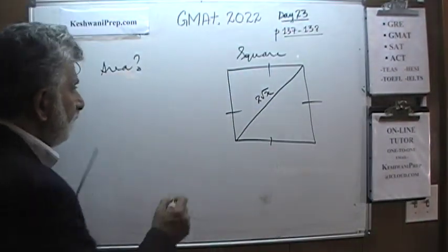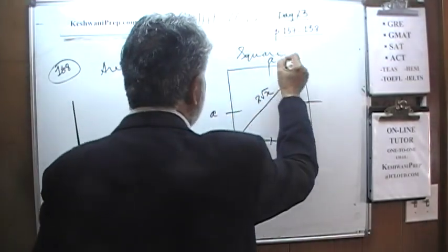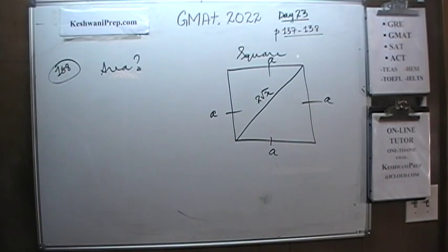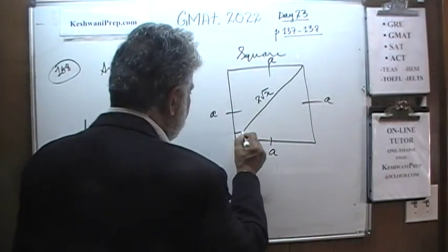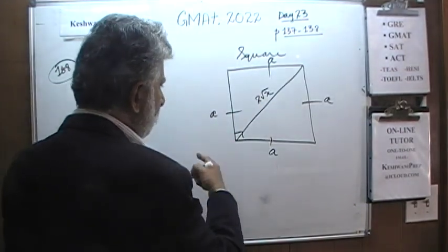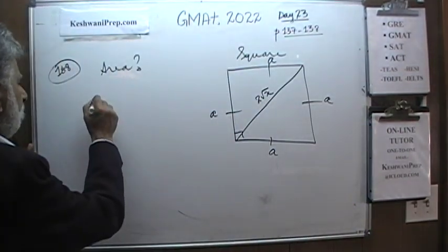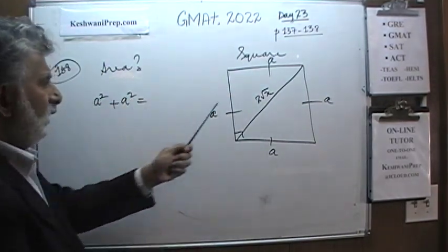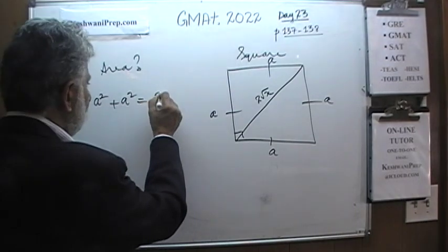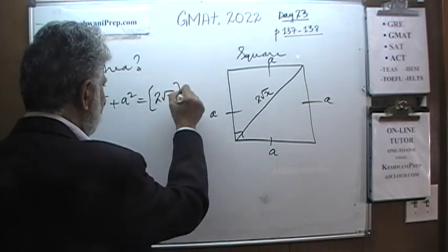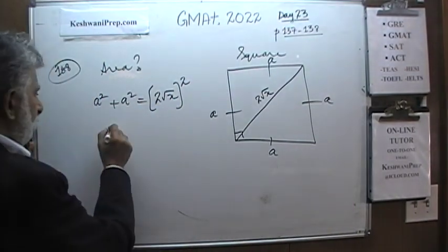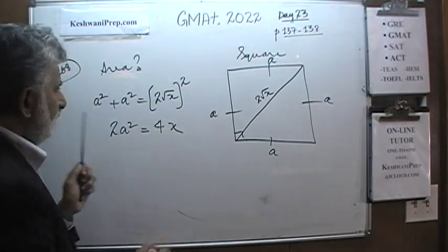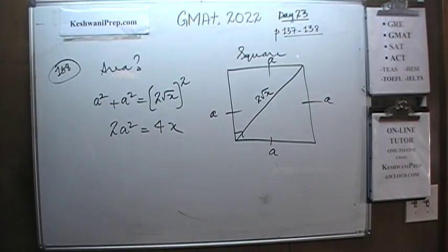Let's just call these sides a, and let's apply the Pythagorean theorem. It's a simple Pythagorean theorem because obviously these are all 90 degree angles. So a squared plus a squared has to equal the square of the hypotenuse, which is 2 times root x whole squared, which boils down to 2a squared equals 4, and the square of root x is just going to be x.